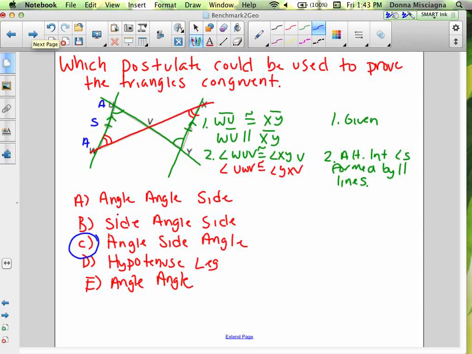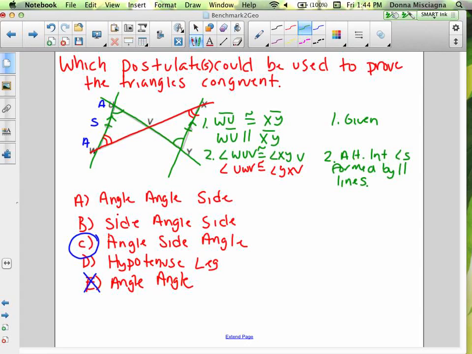I think I meant to write this when I wrote it. Postulate, or let's see, because there may be another one. Well, we said in the other slide, this is not a congruence postulate, so you can cross that one out. Now we're left with those three. There are no markings that this is a right triangle, so you can also cross off hypotenuse leg.